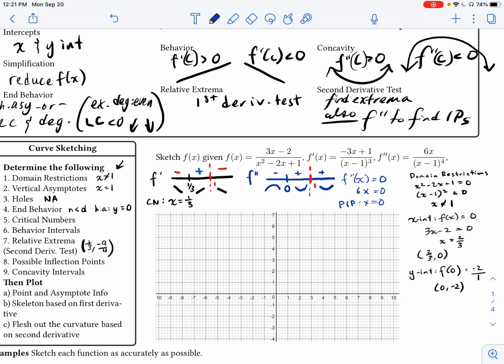Therefore, x is equal to 0 is indeed an inflection point. So it's going to change its concavity there. This was a lot of work to set everything up, but now I think we're ready to graph. I'm going to give you a moment to write all this down because we're going to put it all together in a graph.